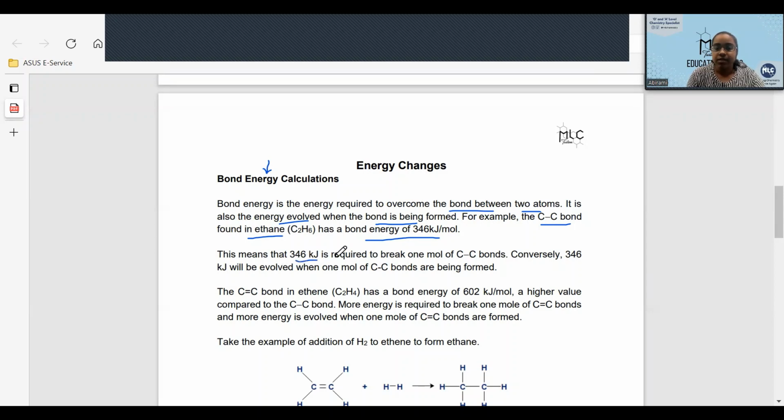This means that 346 kilojoules is required to break 1 mole of C-C single bonds. Conversely, 346 kilojoules will be evolved when 1 mole of C-C single bonds are being formed. The C=C double bond found in ethene has a bond energy of 602 kJ per mole, a higher value compared to the C-C single bond, which is 346 kJ per mole. More energy is required to break 1 mole of C=C double bonds, and more energy is evolved when 1 mole of C=C double bonds are formed.